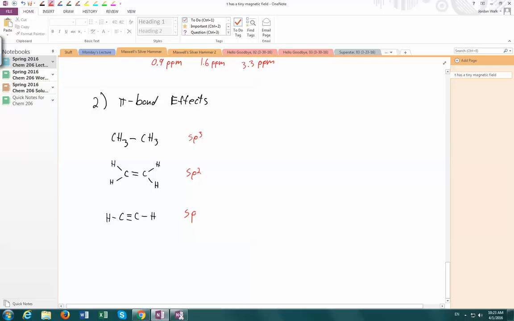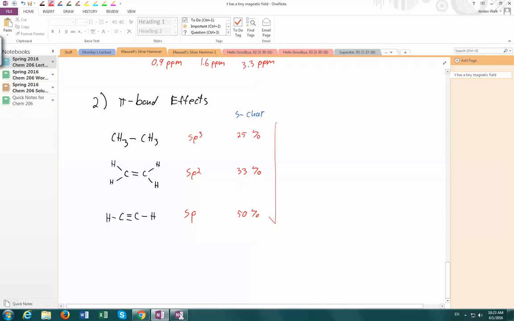So we've sort of seen this table before, right? Because we've talked about S character. And so which has the most S character, sp3 or sp? Definitely sp, right? Because in that case, S is making up 50% of the hybrid orbital. So we're going to have 50% S character here, and then 33% here, and 25% here.